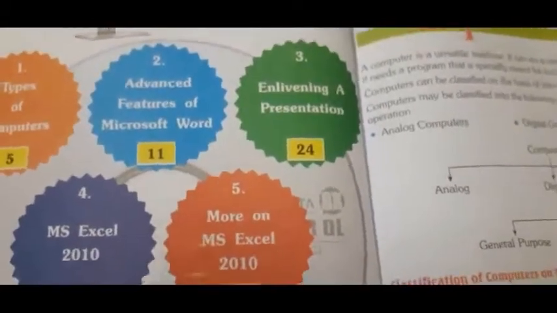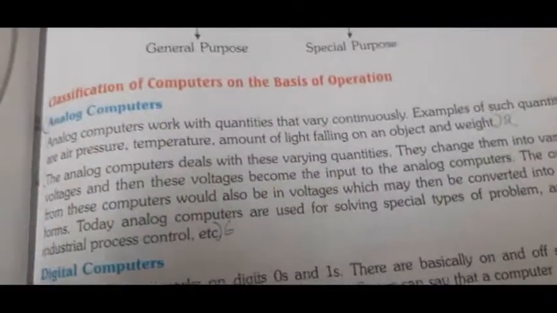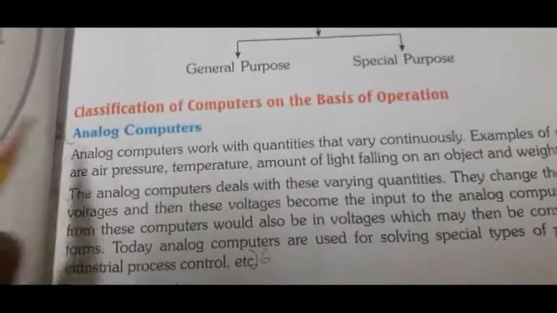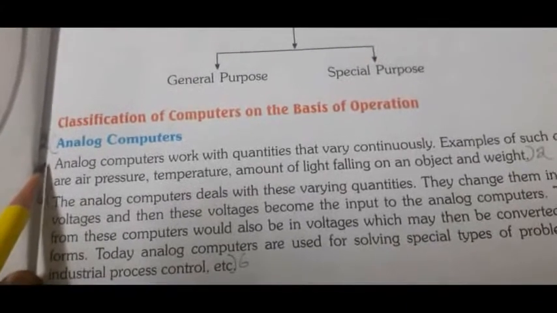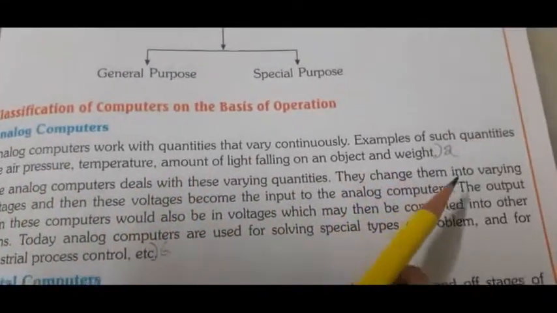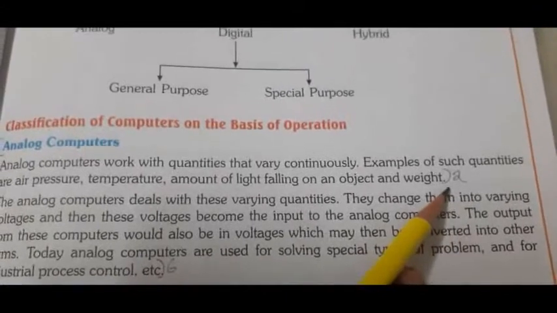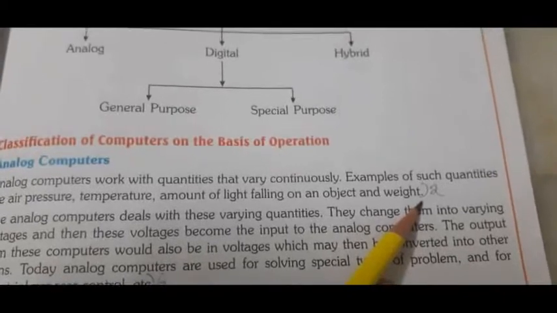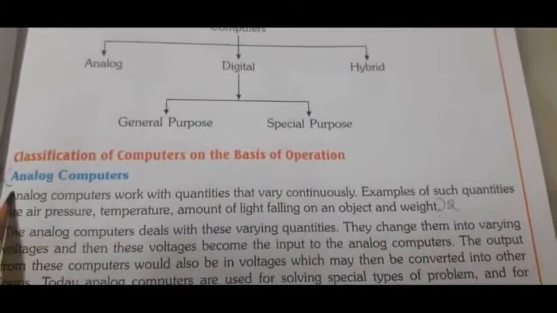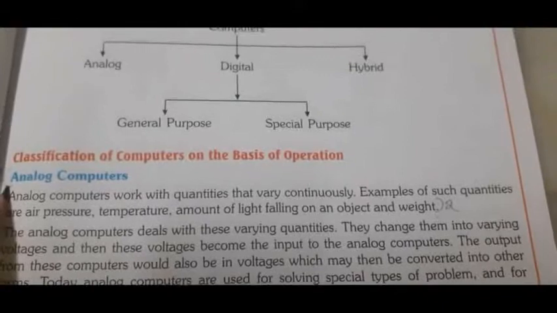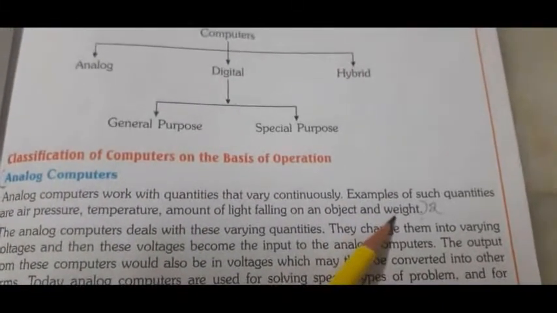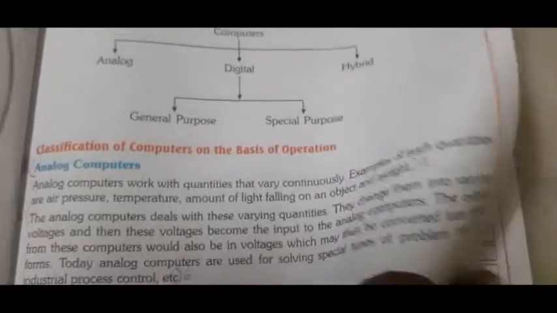For this one, see page number 5. Page number 5, you see the analog computers side heading is there, no? From here onwards, up to object and weight. Up to here you write the second question's answer. From the analog computer side heading onwards up to object and weight. Okay children.